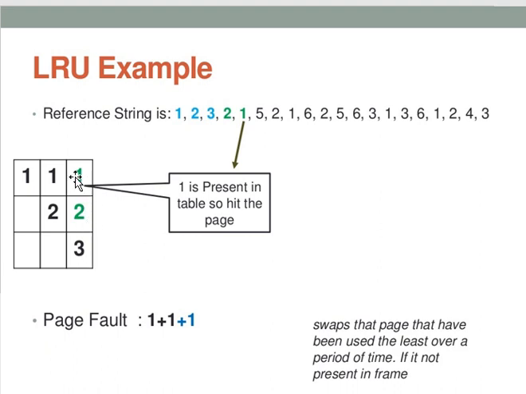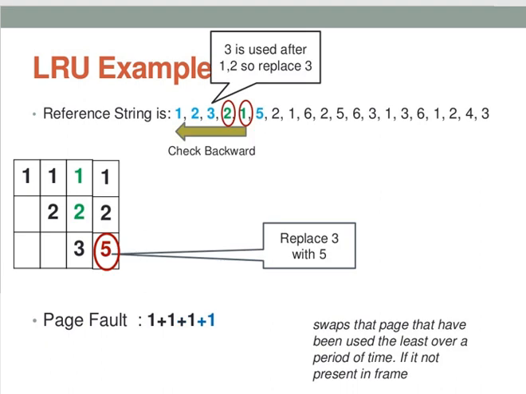So we have to replace 5 by one of the pages. Which page do we have to choose for the replacement? For that, we look in the backward manner: which page is used last? From 1, 2 and 3, we can see that 3 is used the last. So we have to replace that page by page number 5.